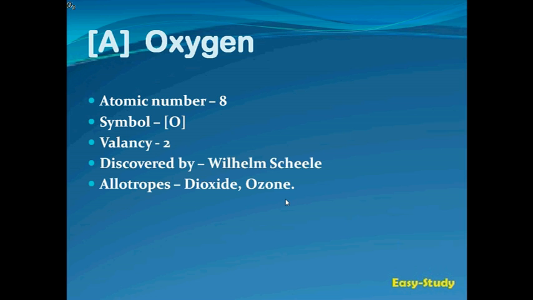Oxygen. Atomic number of oxygen is 8. Symbol is denoted by capital O. Valency is 2. It was discovered by William Scheele. Allotropes are dioxide and ozone. Dioxide is O2, which is generally found in atmosphere. Ozone is O3, which protects the earth from ultraviolet rays of the sun.